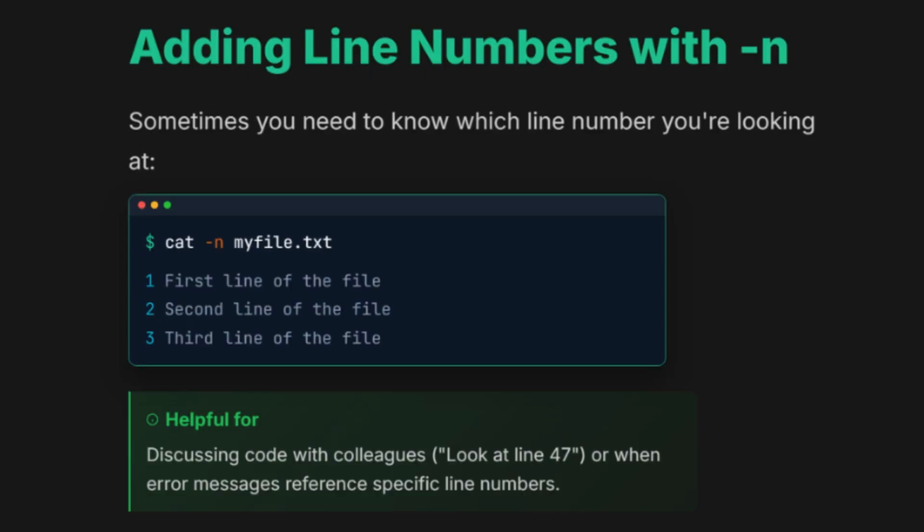You can add line numbers with the -n flag, the lowercase n. Sometimes you need to know which line number you're looking at, so you could just put cat, the -n flag, and then your file name with its extension. You can see on the screen an example of what the output would be. Having lines numbered like that is helpful when you're discussing code with colleagues or when you're reading error message references to find specific line numbers.